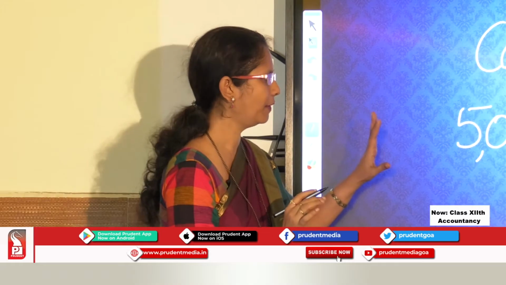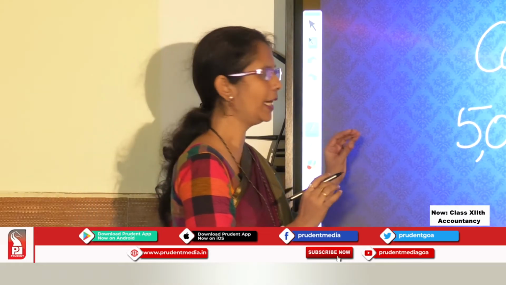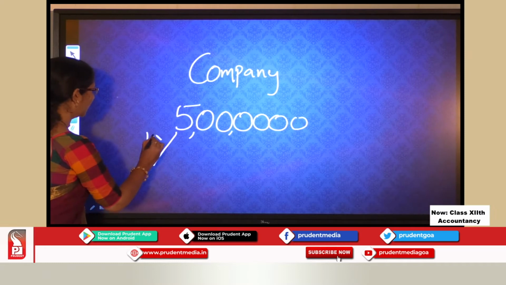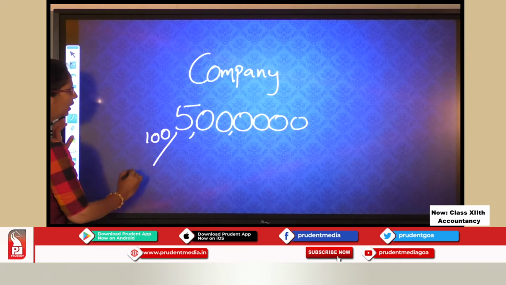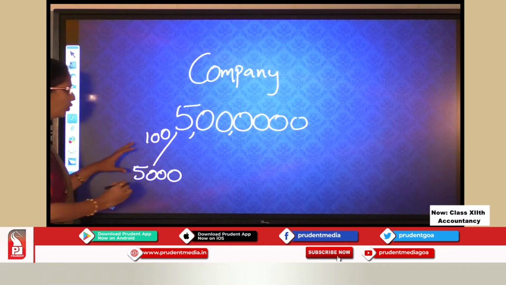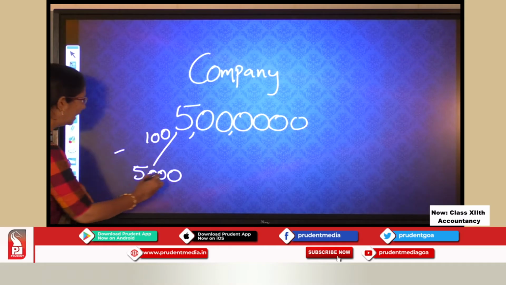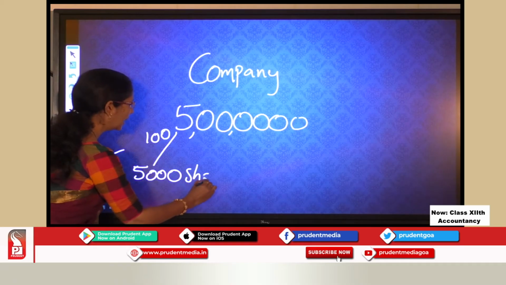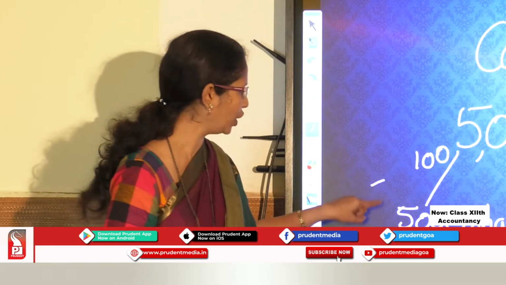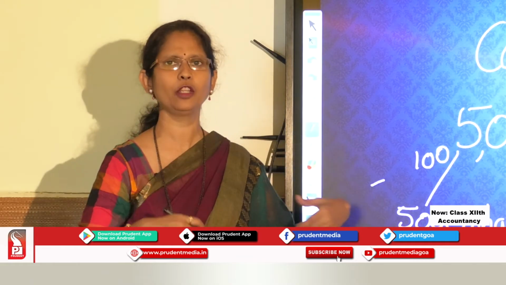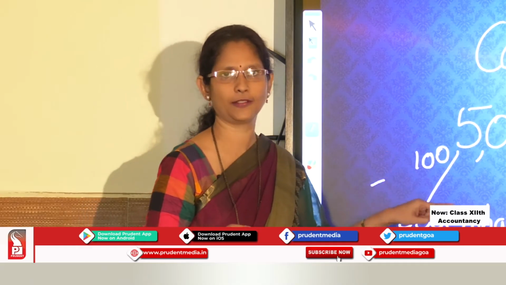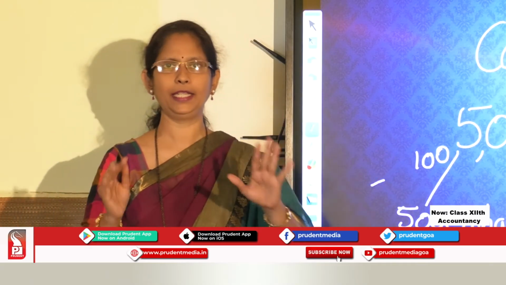Now this 5 lakh I am going to divide in smaller units, say 1 unit of 100 rupees. So I will have 5,000 smaller units. These are called shares. So I am offering these shares to the public. I am giving you all these shares. I say I have got 5,000 shares. Now you people buy these shares.